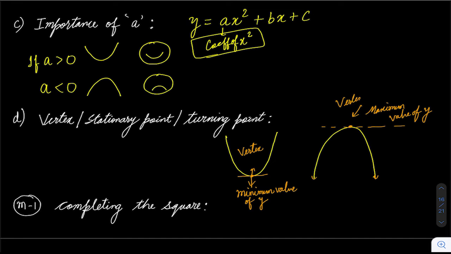So this point is important. Whenever we have to draw a quadratic, we must know this point and we must mention this point in the graph, otherwise the graph is incomplete. Now the question is, how do we find this point?